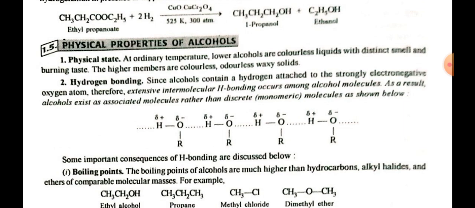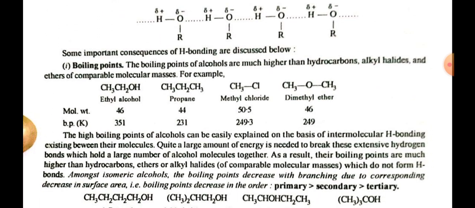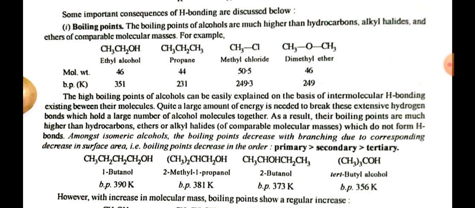Boiling points: the boiling points of alcohols are much higher than hydrocarbons, alkyl halides, and ethers of comparable molecular masses. You can see the variation of boiling point. Ethyl alcohol has the highest boiling point, then dimethyl ether in the second position, methyl chloride in the third position, and propane in the last position.